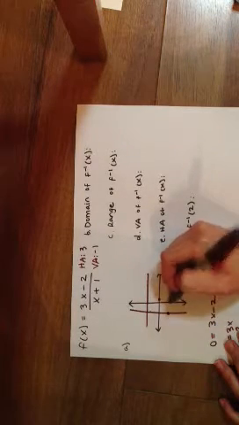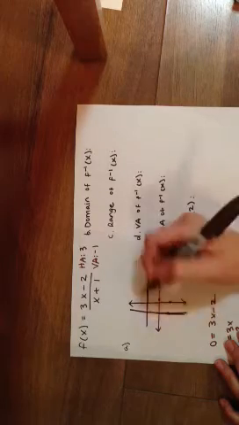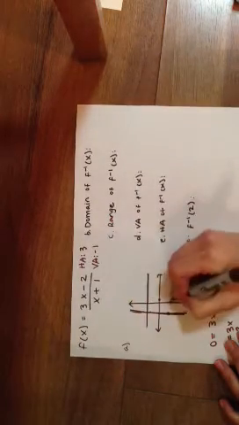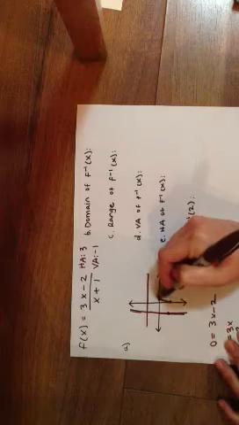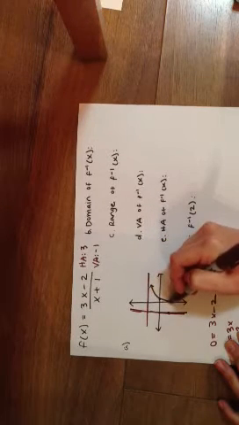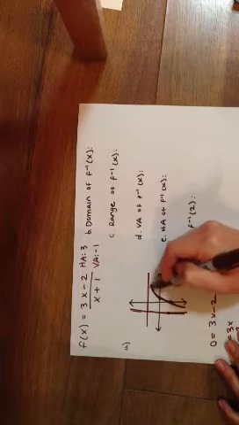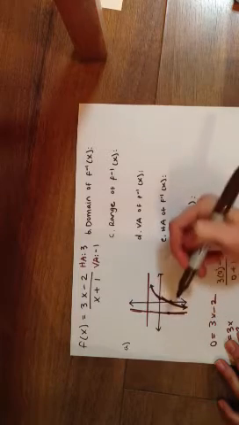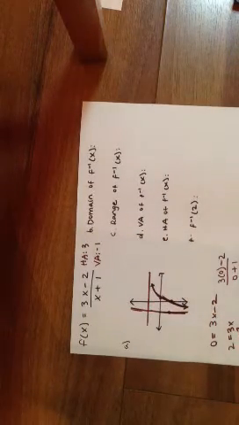So this is your vertical asymptote, so somewhere over here. So you are left with this kind of thing.